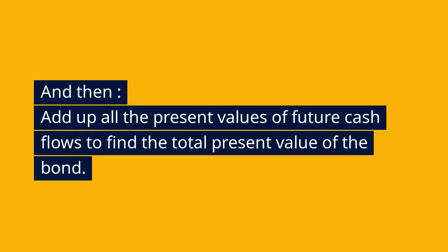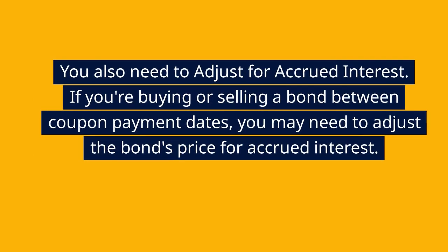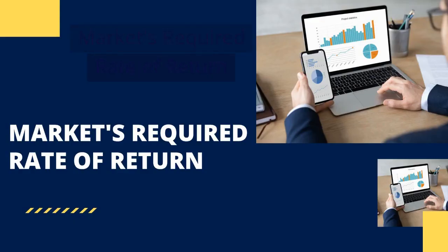And then, add up all the present values of future cash flows to find the total present value of the bond. You also need to adjust for accrued interest. If you're buying or selling a bond between coupon payment dates, you may need to adjust the bond's price for accrued interest.